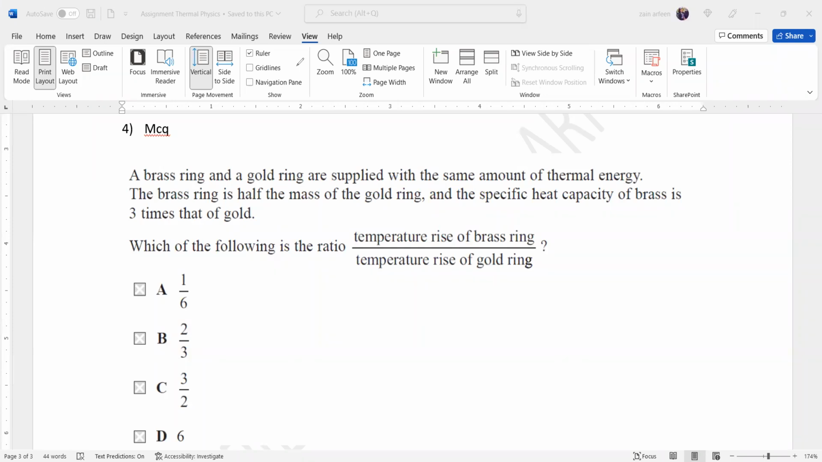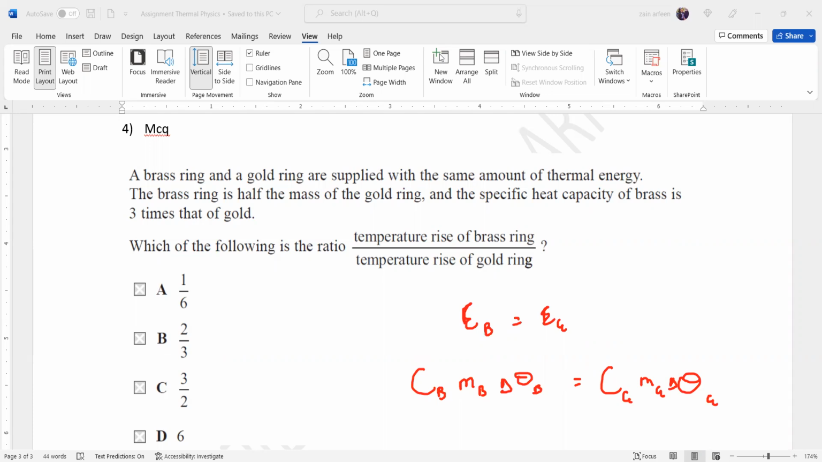The brass ring and the gold ring are supplied with the same amount of thermal energy. If we are supplying the same amount of energy, the energy of the brass will be equal to the energy of the gold. Energy is equal to c m delta T: the specific heat of brass, the mass of brass, and the temperature change of the brass. Where energy for the gold is equal to the specific heat of the gold multiplied by the mass of the gold multiplied by the temperature change of the gold.